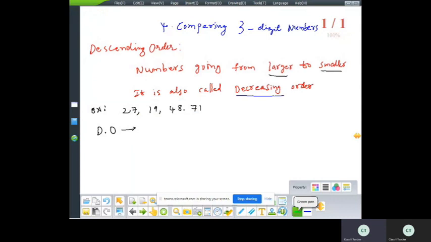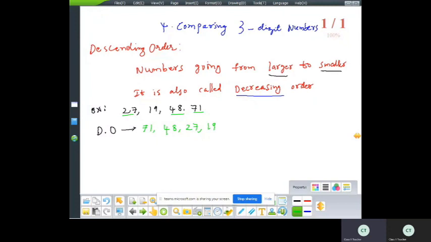See here, from 27, 19, 48, 71, the biggest number is 71. Next, from 27, 19, 48, the next one is 48. Again, from 27 and 19, 27 is bigger. Now the final one is 19. This is the descending order. Descending order is 71, 48, 27, 19. This is also decreasing order. This is called descending order.